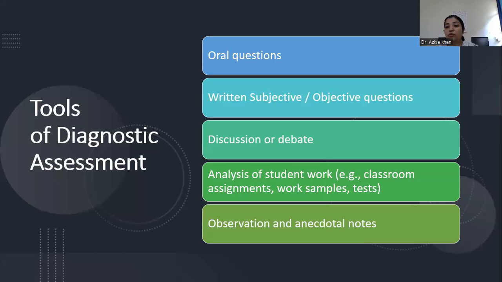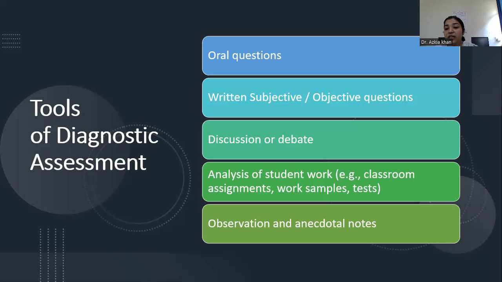So how to do this diagnostic assessment? There are different tools. Like the teacher can ask oral questions. Through questioning, the teacher can find out how much the student knows. The teacher can also give a test, like a written test or objective based test. So through the test, written or subjective or objective, the teacher can find out. Through discussion, the teacher can find out whether the students have the same level or there are some students who are weaker. And also by analysis of their work, and most important, by observation.